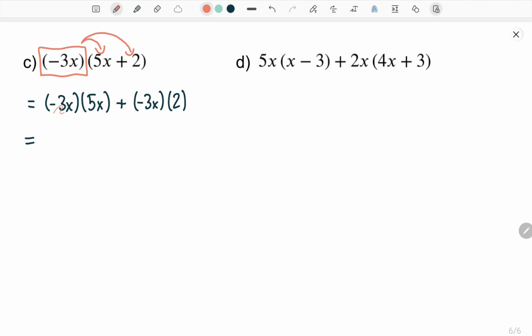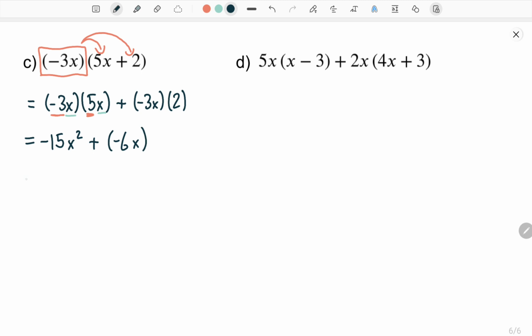All right, and again, take a look at the numbers that we have. We have a 5 and a negative 3. Those two multiplied together will give you negative 15, because one's positive and one's negative. And then we have an x and an x. Those two x's will give you x squared. Next we have negative 3x times 2. Negative 3 times 2 will be negative 6. And you just have an x. And we aren't going to quite stop here.